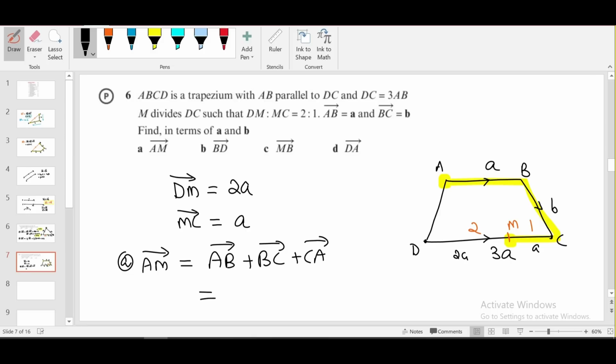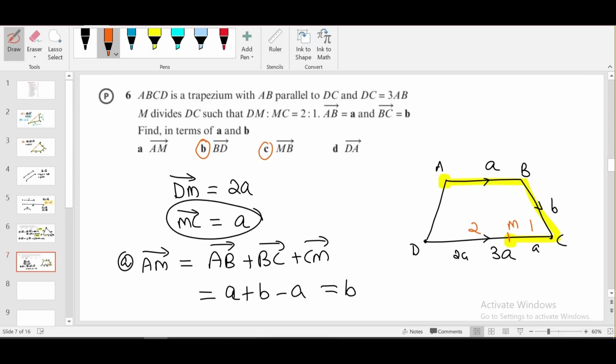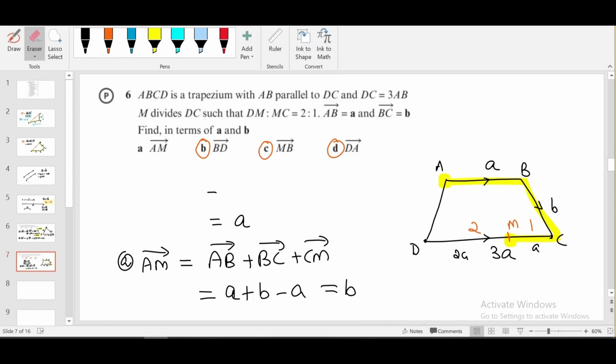So AB is just A. BC is just B. CA. Not CA, CM. Yeah, CM is just A. Negative A. We are going in the opposite direction. You see, MC is A, CM is negative. Okay? Yeah. So A and negative A will be cancelled. You will get B. Copy that. And I want you to try these 3 on your own and send me your work. Okay. Now you can check against your working.